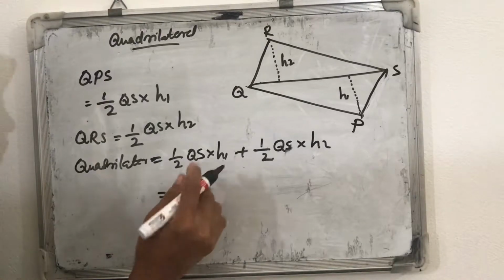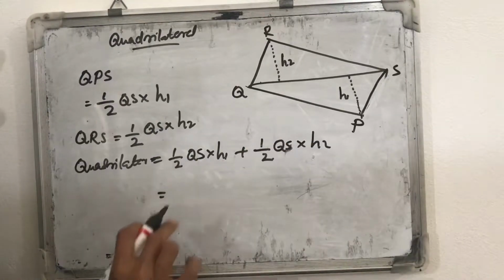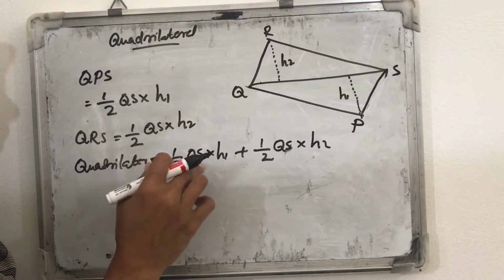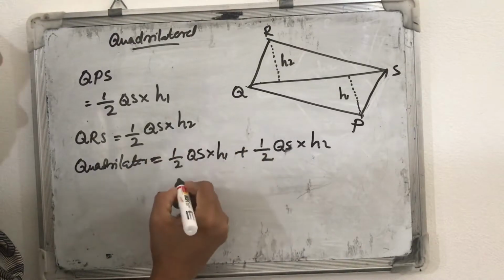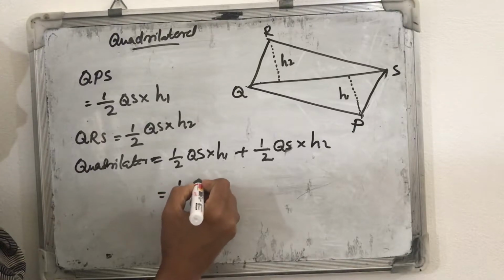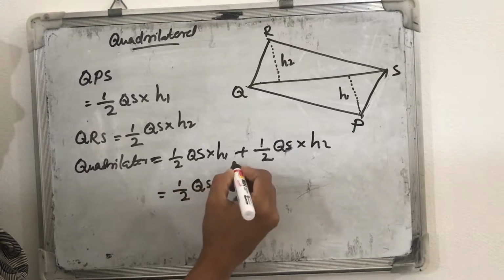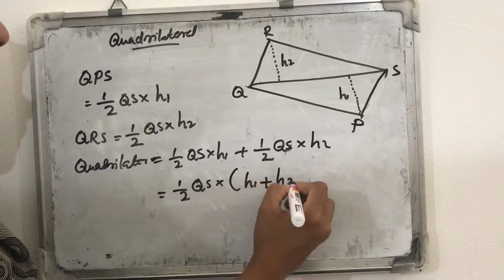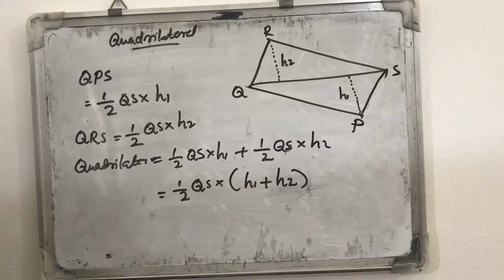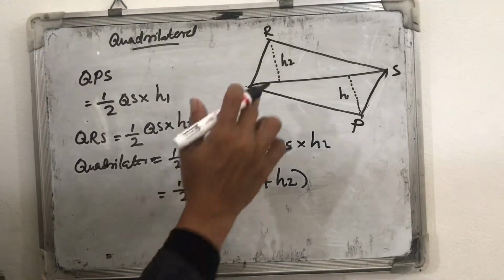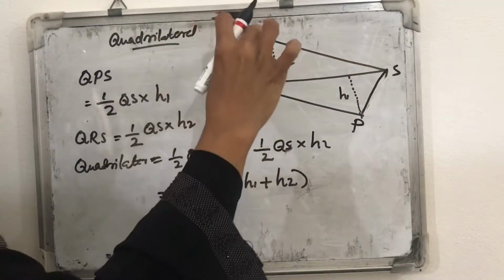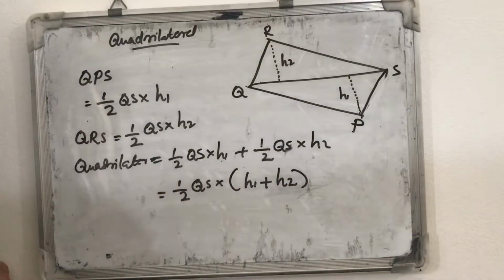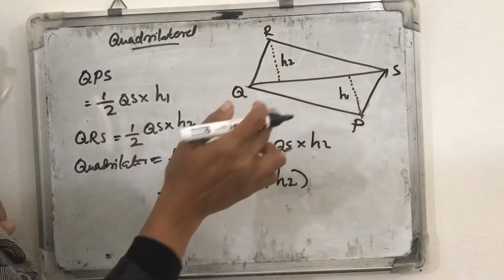So here in both terms, half is common and the base QS is also common. So half into QS into, then here remains H1 in the first term and H2 in the second term. Now when we consider this quadrilateral, what is QS? That QS, we can take it as a diagonal.